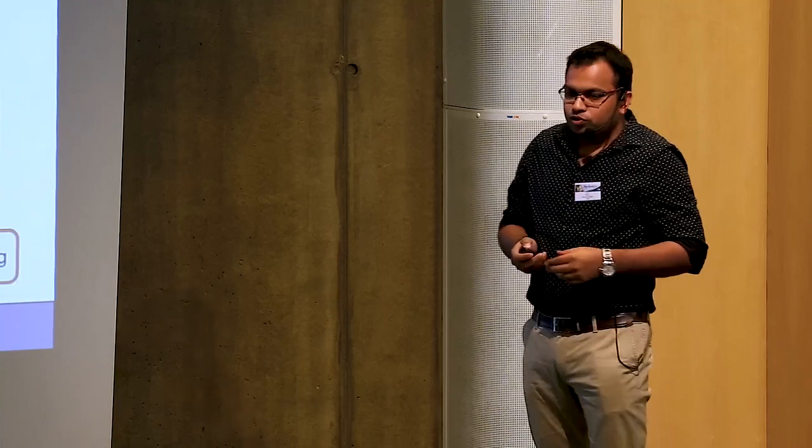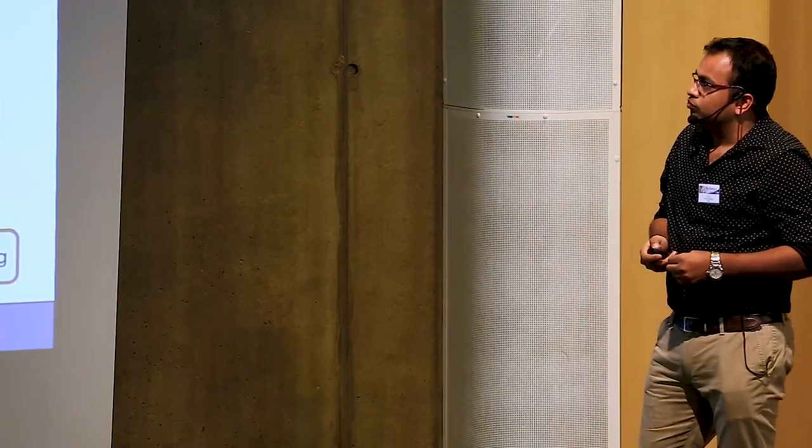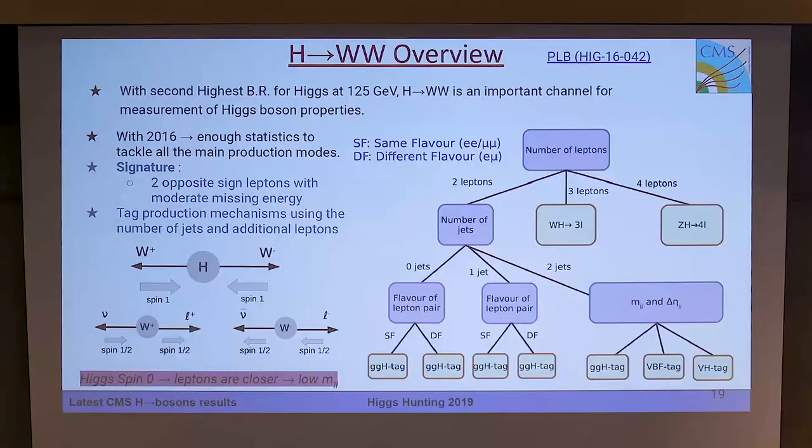So now just a quick overview of the Higgs to WW. It has the second highest branching ratio for Higgs at 125. This result is on 35.9 inverse femtobarn of data. Here we have two well-identified leptons and a moderate MET. The analysis is divided depending on the number of leptons, and the two-lepton events are then further divided by jet multiplicity, and then finally you have all these categories.